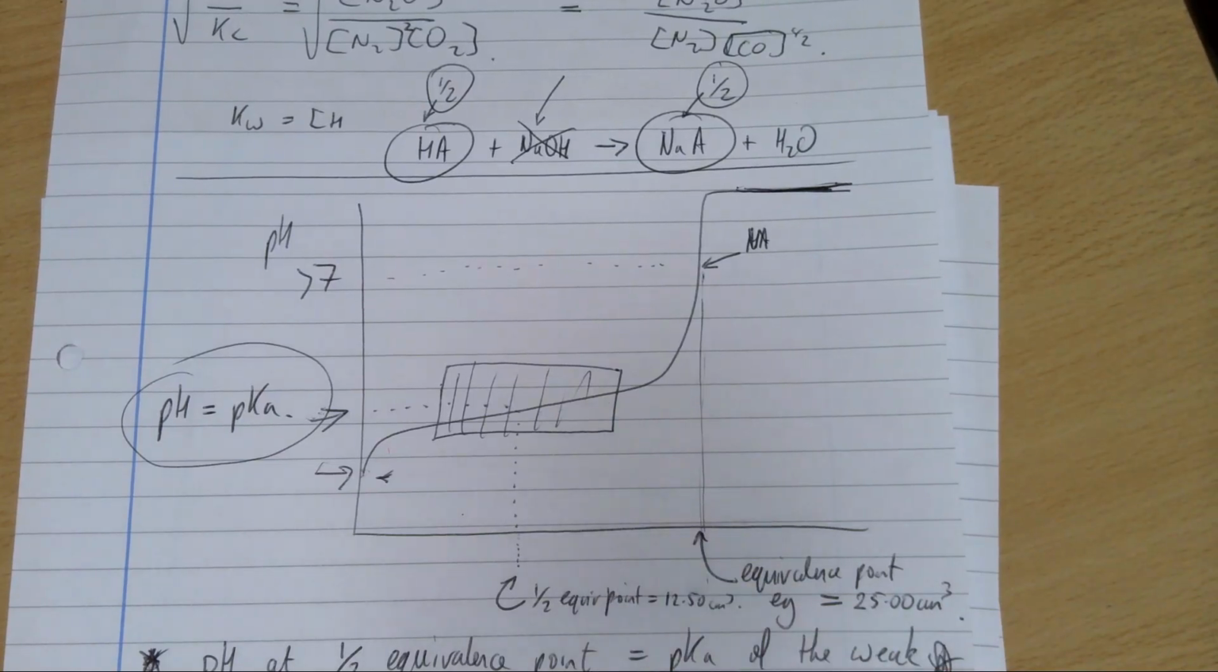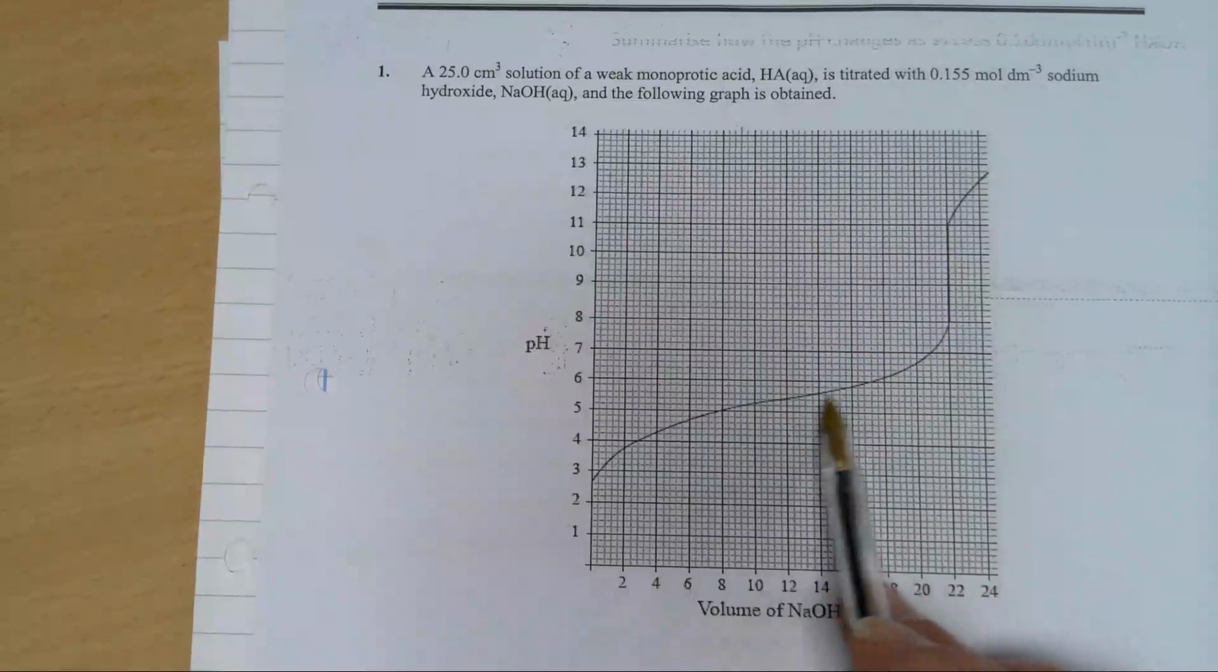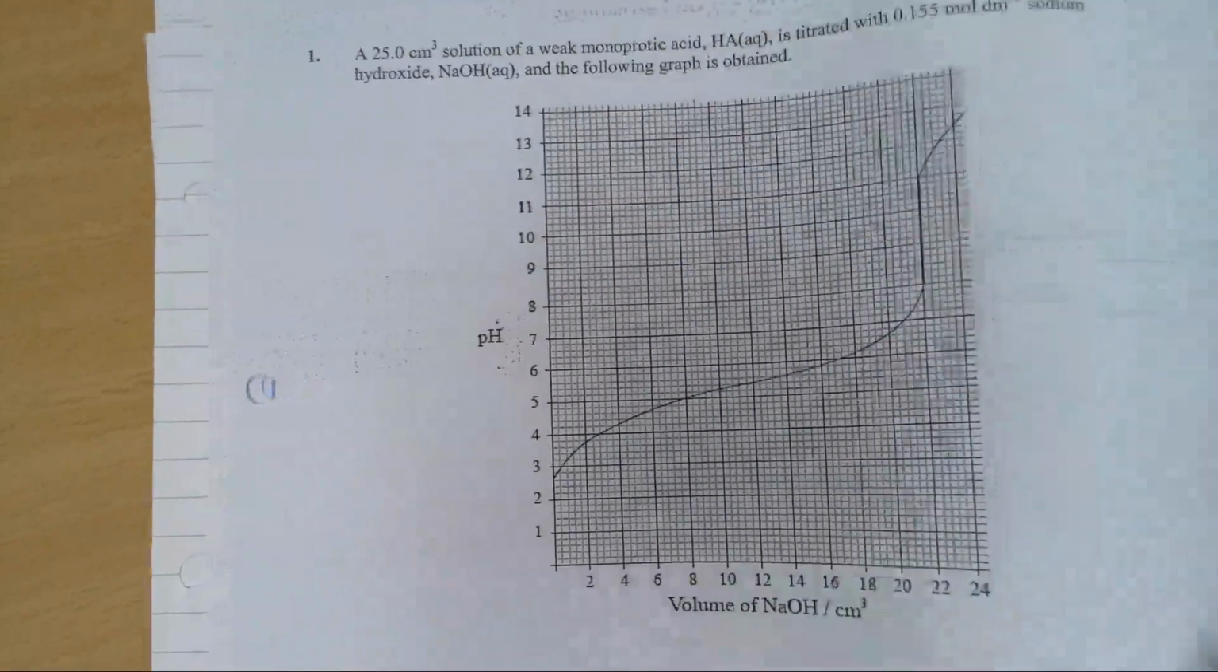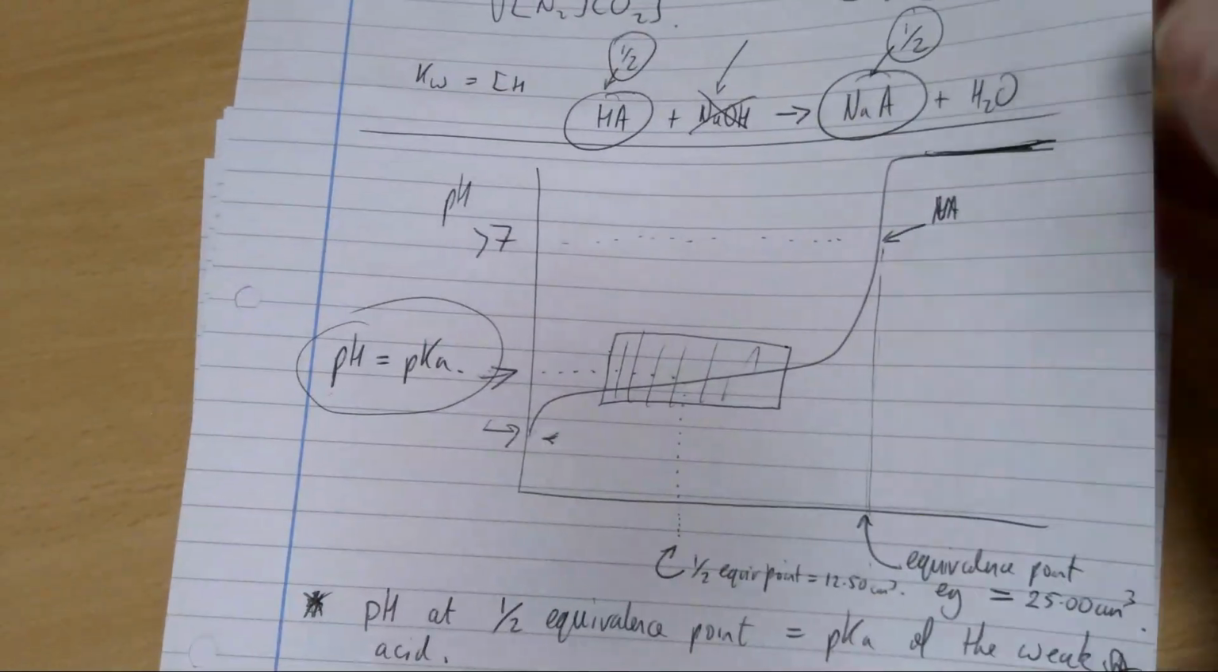This graph is better than the one that I've drawn, isn't it? This graph is a nice smooth curve. So this is the buffer region here. The pH is going up pretty slowly, compared to what a strong acid, strong alkali graph would be.